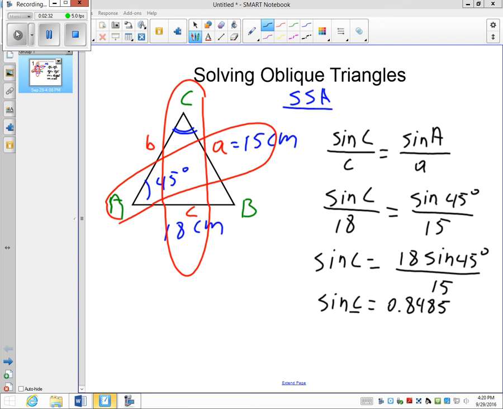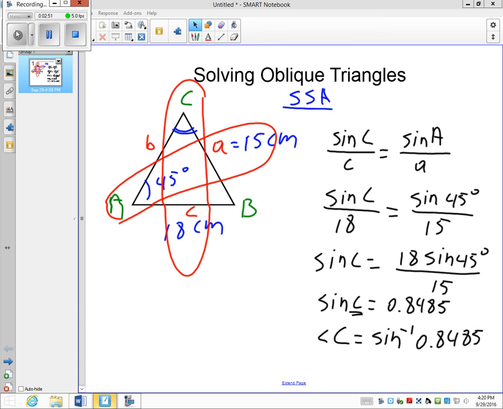Now, since we're solving for an angle, we will use the inverse of sine. So angle C equals inverse sine of 0.8485. Put that into your calculator by using the shift button or the second function, and there you go. Angle C rounded to the nearest degree is 58 degrees.